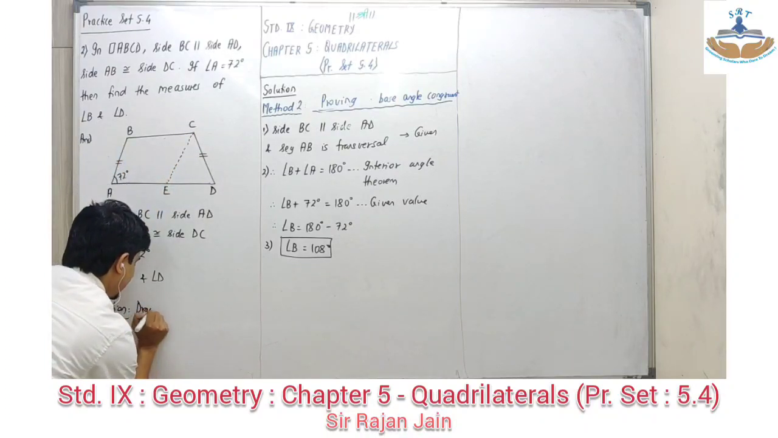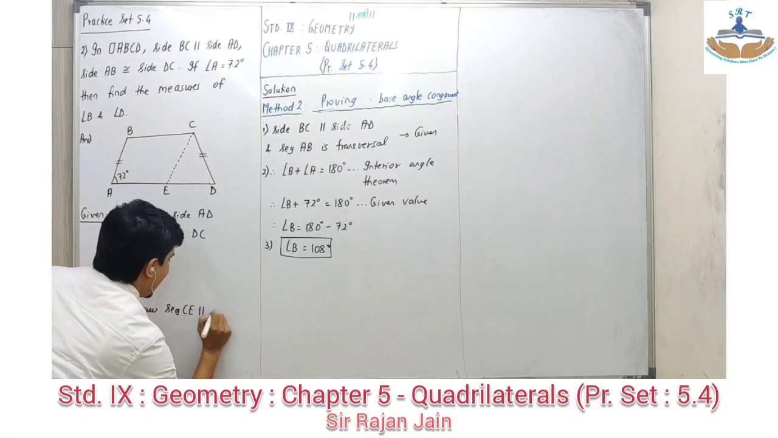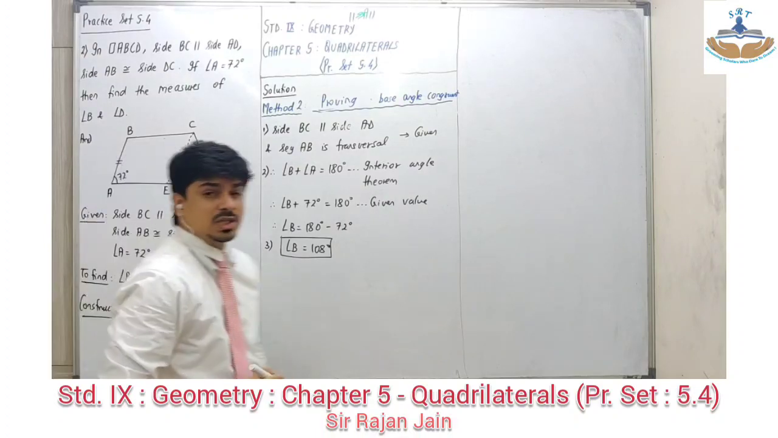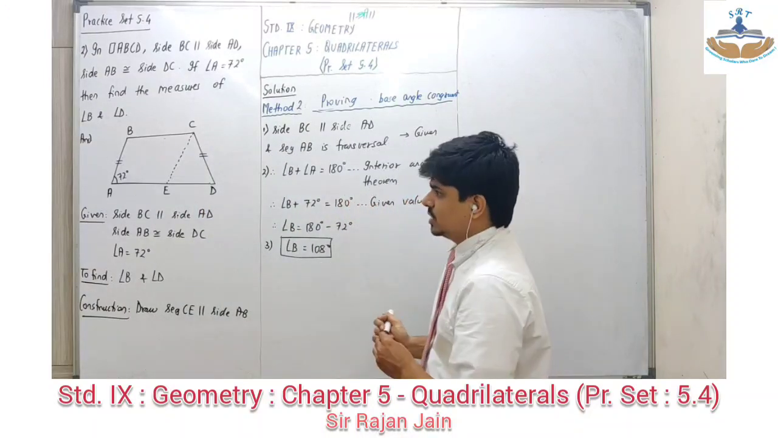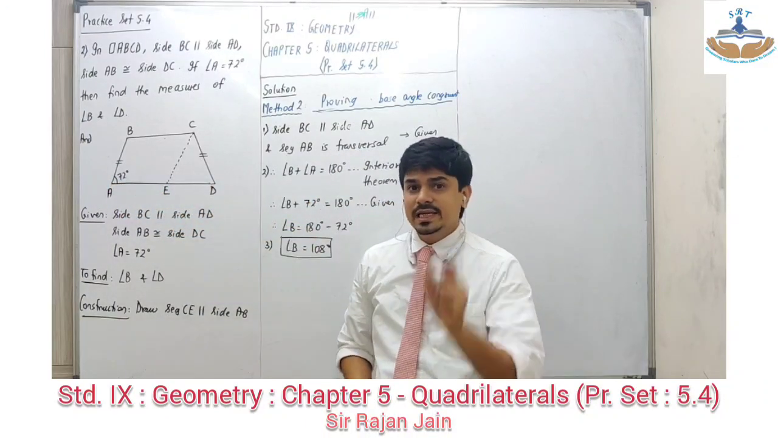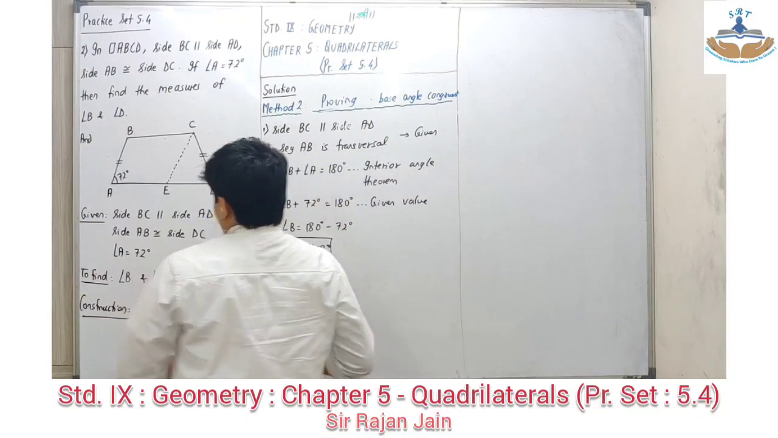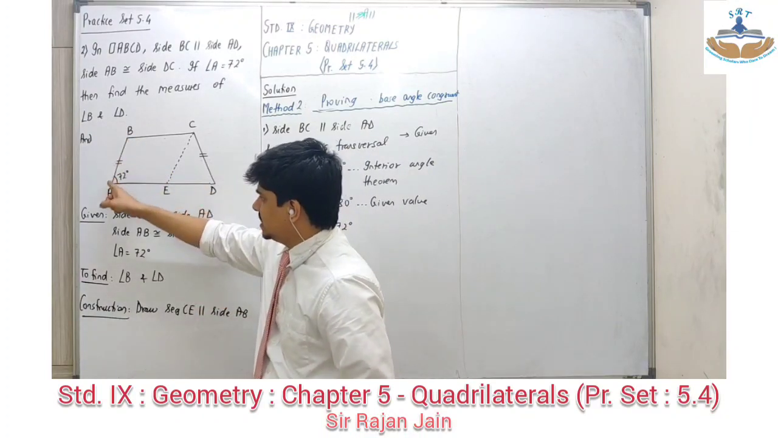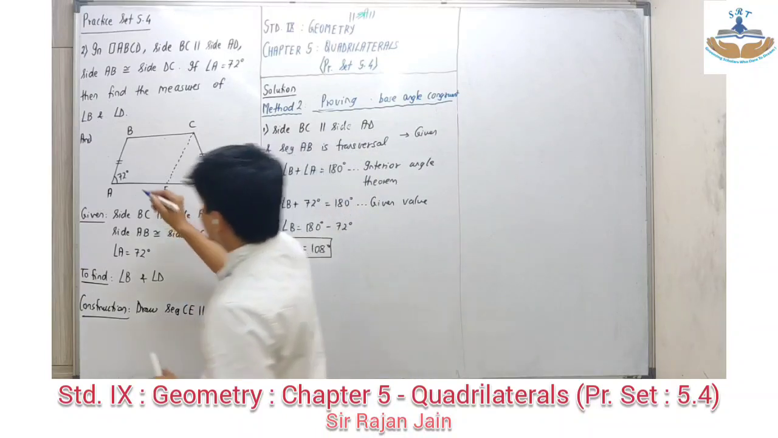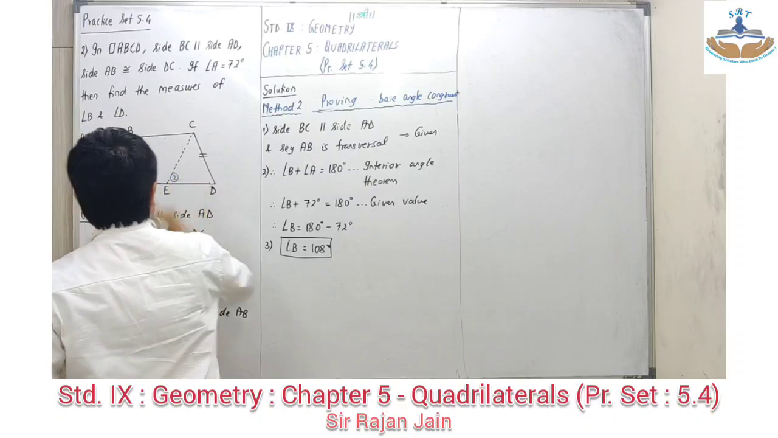So here I'll write draw seg CE parallel to side BA. This is the construction that is involved. Now your target is to prove that angle A is congruent to angle D. First I tell you the logic. Look here. Have I said that this is parallel to this by construction? Because of this, let's call this angle 1. Let's call this angle 2.